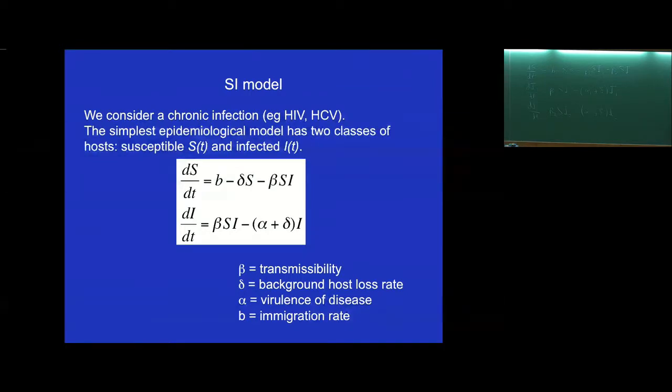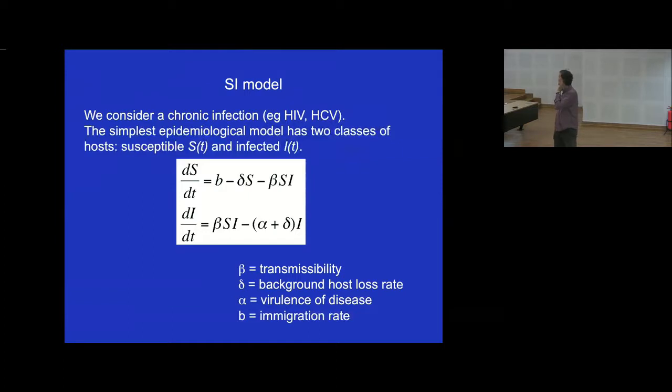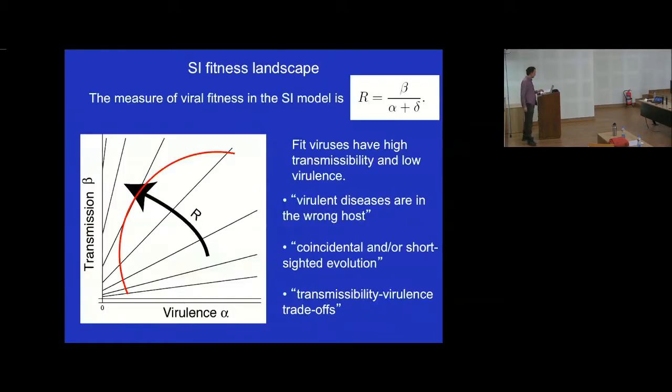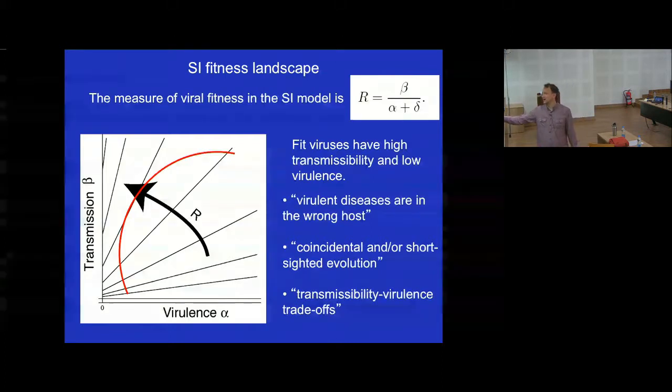Again, we have competition here, and again, there's a quantity which determines which virus is stronger and will exclude the other virus. And what is that quantity? Beta divided by alpha. Very good. We can call this R, and it's beta divided by alpha plus delta. Yeah, R equals beta divided by alpha plus delta.